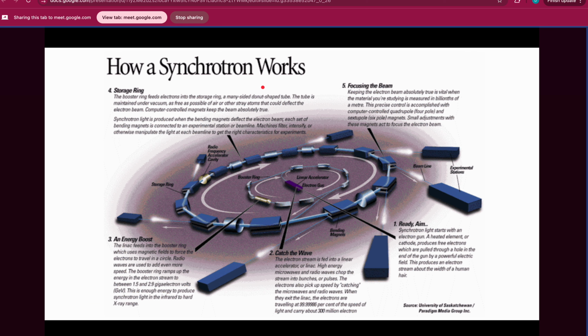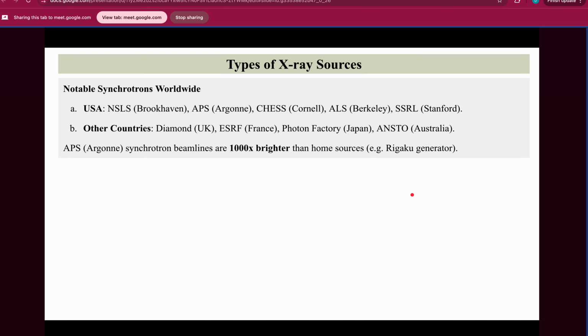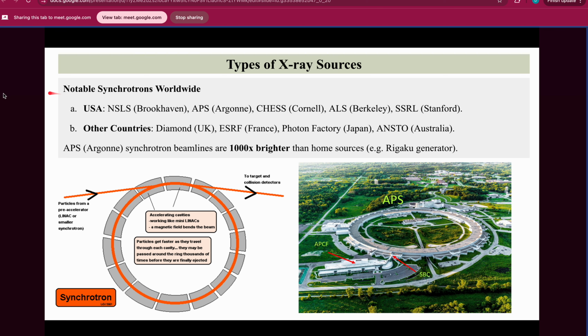This is just a slide for you, if you want to study in detail what each and every part is doing. You can go through this slide for details, and I will not go through them. Now these are the notable synchrotrons which are present worldwide. In the USA, there is NSLS Brookhaven, APS, CHESS, ALS, SSRL, and in other countries also there are certain facilities where you get synchrotrons. Among all of them, the APS synchrotron beamlines are 1,000 times brighter than the home sources, which are Rigaku generators. That's why they are much preferable, because a much higher intensity of X-rays can be obtained from them.